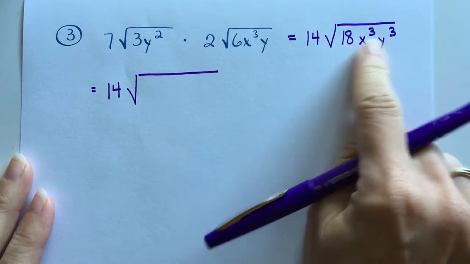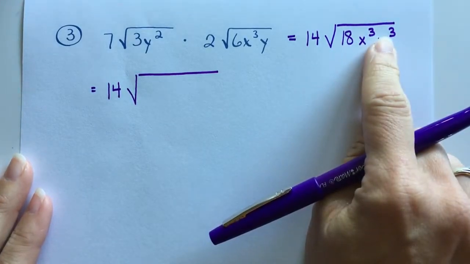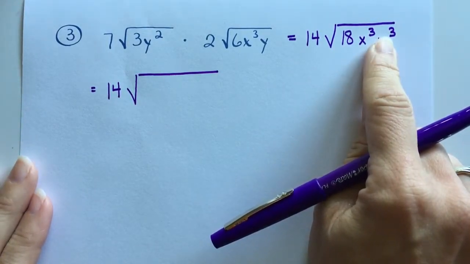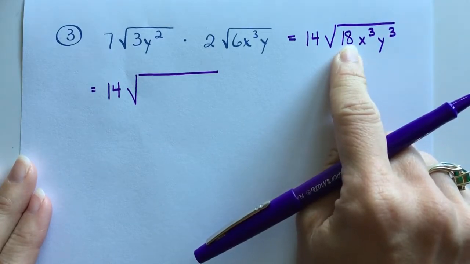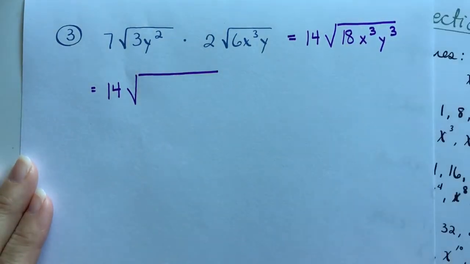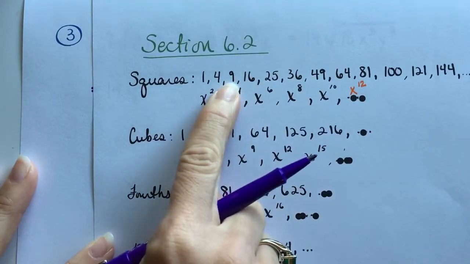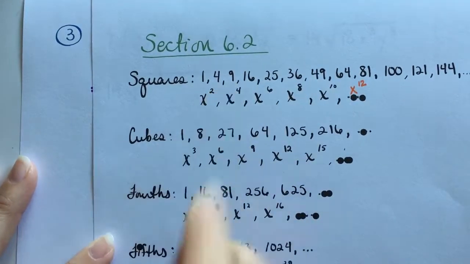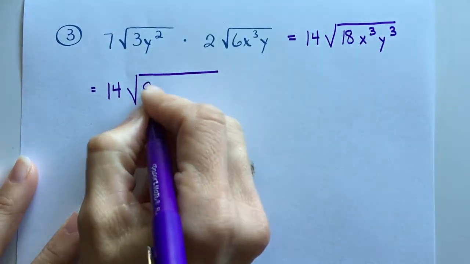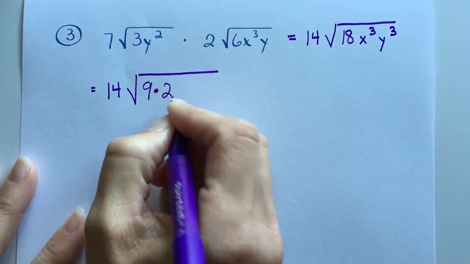Okay, so let's work on breaking this down. So this time you're going to look at your perfect squares. 18 is not a perfect square, but what you do have on this list that is a perfect square that'll go into 18 is the 9. So that will go 2 times, 9 times 2.